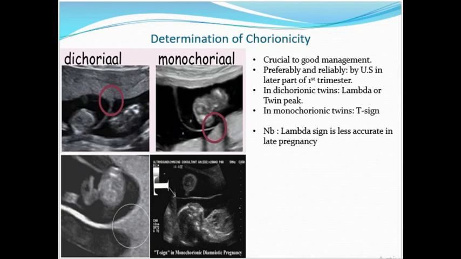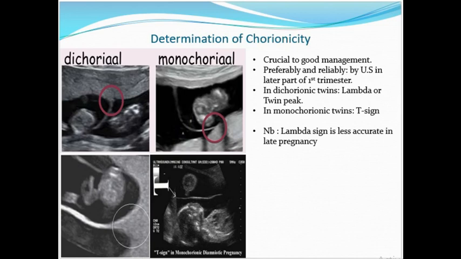On the right, we have the monochorionic pregnancy. And as you can see in the circumscribed area, we have the intertwin membrane entering into the placenta over there. This time there is no extension, and so it forms what we call the T sign. And looking at the diagram below, the second ultrasound below, you can see it very nicely where the intertwin membrane enters into the placenta and forms a T sign. When you see this on an ultrasound, it gives you an indication that this is a monochorionic multiple pregnancy.